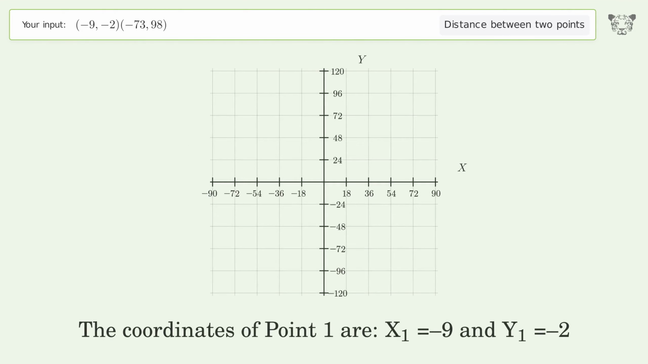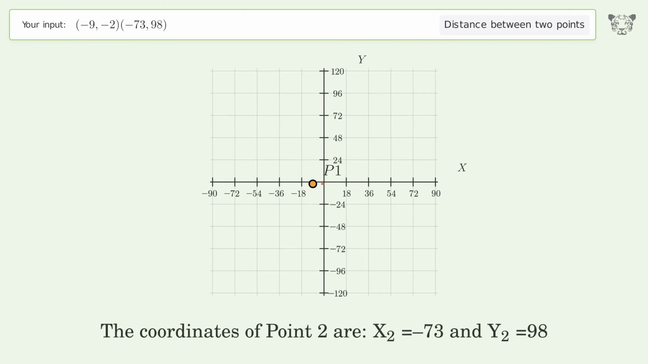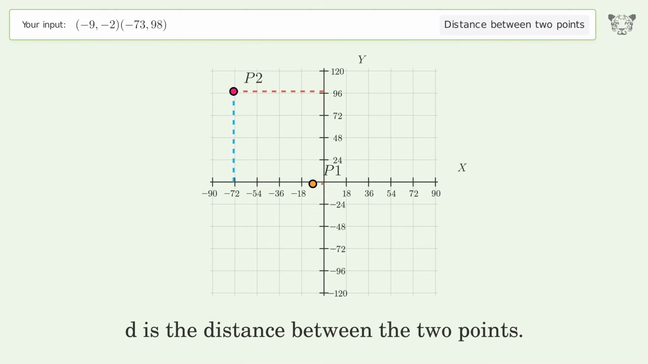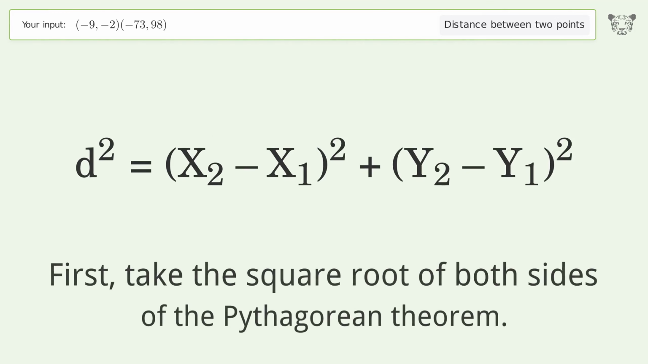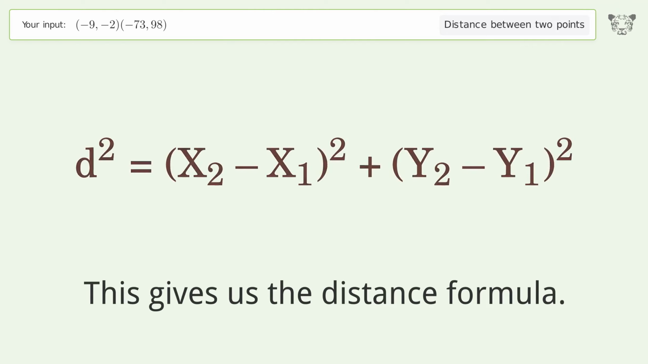The coordinates of point 1 are, x1 equals -9 and y1 equals -2. The coordinates of point 2 are, x2 equals -73 and y2 equals 98. D is the distance between the 2 points. First, take the square root of both sides of the Pythagorean theorem. This gives us the distance formula.